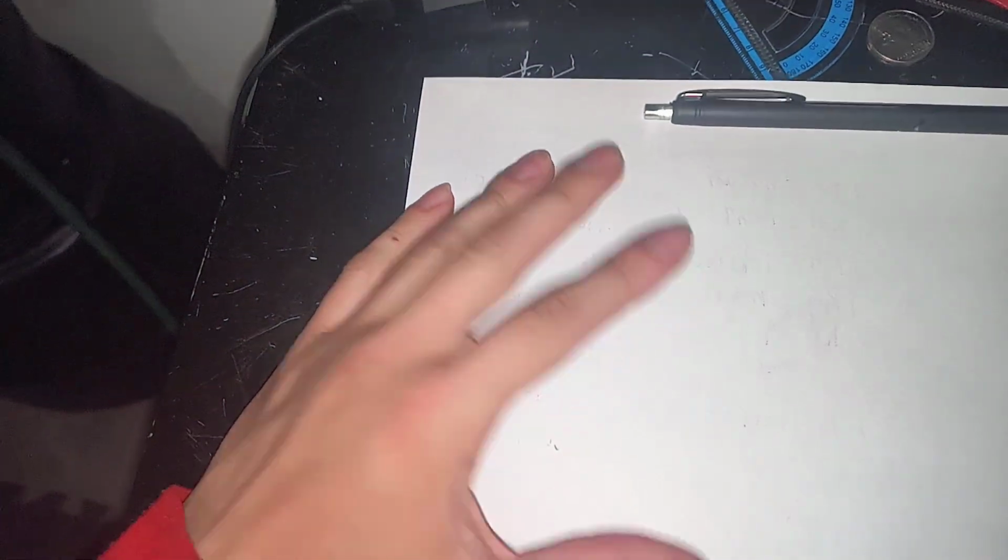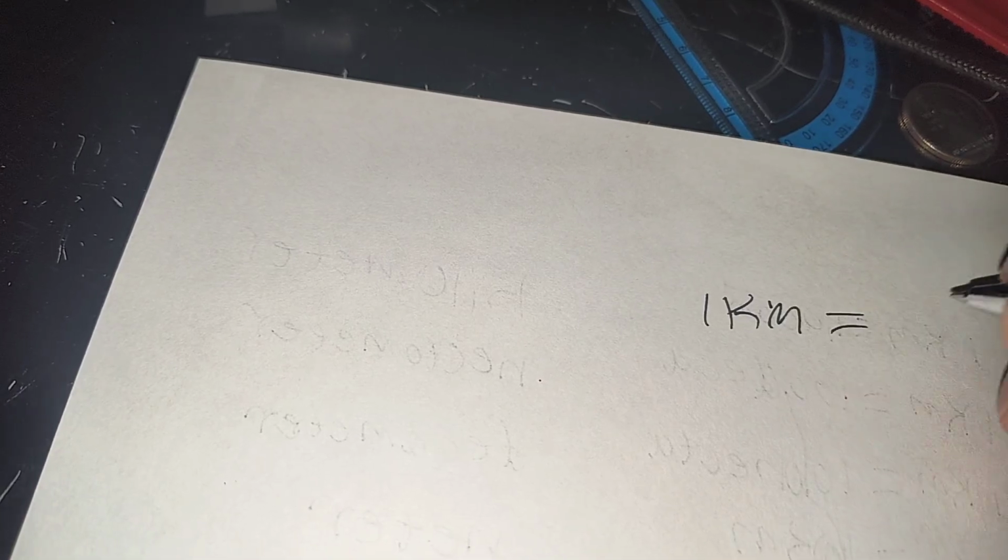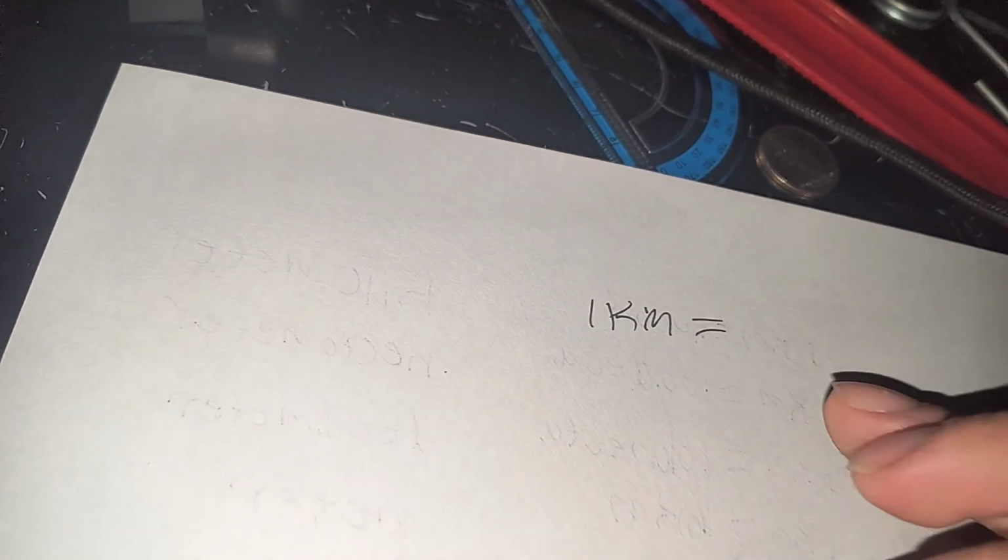Anyways, we're gonna do some examples of converting kilometers to other units of length inside of the metric system. So let's say I have 1 kilometer and I want to know how many centimeters that is. Well, let's go back to the chart.